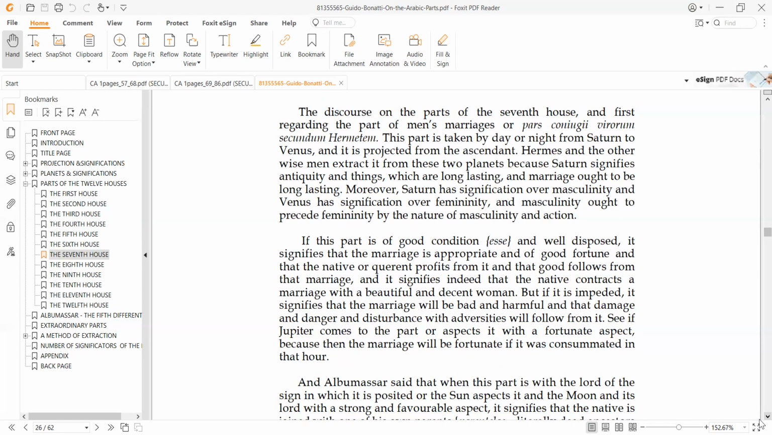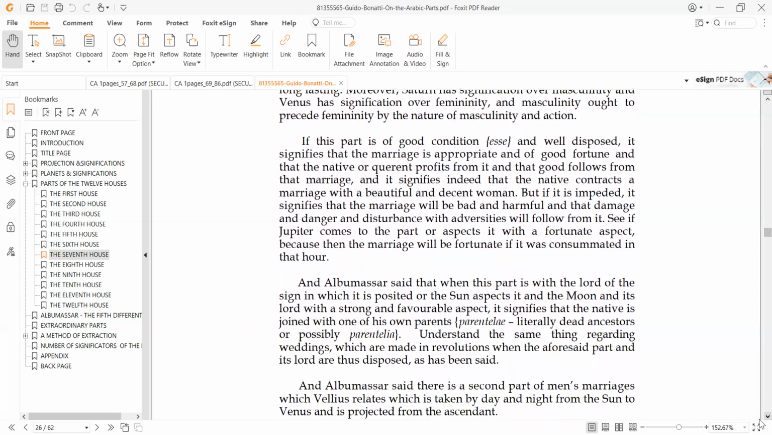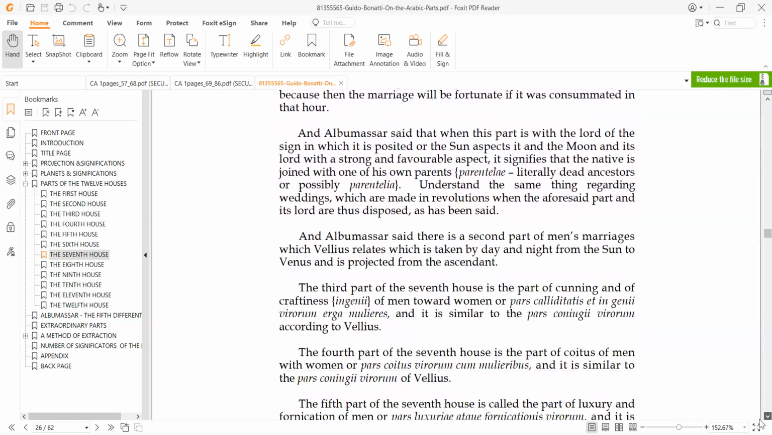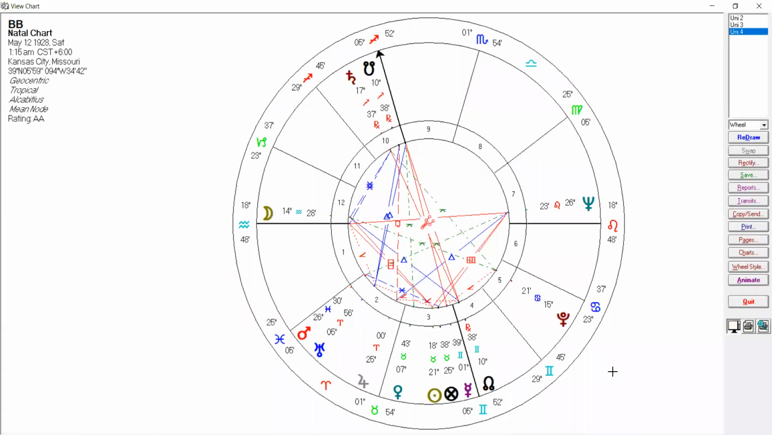So let's see here. The first one is Saturn to Venus, day or night. Then the second one is Sun to Venus, I think. Yeah, Sun to Venus is the second one. And then the third one we would use is Venus to the seventh house cusp. And then the fourth thing we'll look at is the Eros.